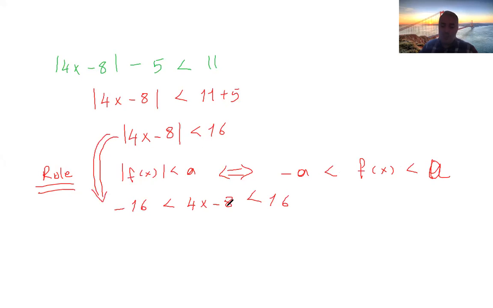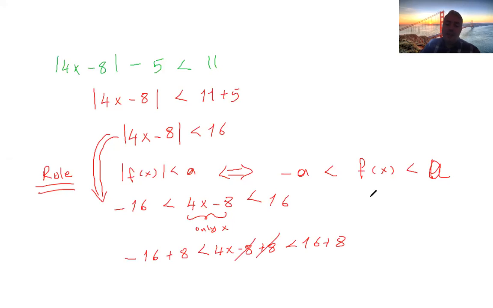From this, I can write this one. Now, how can you find only x here? Only x. How could it be? Negative 8, to eliminate this, plus 8. So negative 16 plus 8, 4x minus 8 plus 8, 16 plus 8. So simplify. I will have negative 8 less than 4x less than 24. Any question? No, it's clear until here.